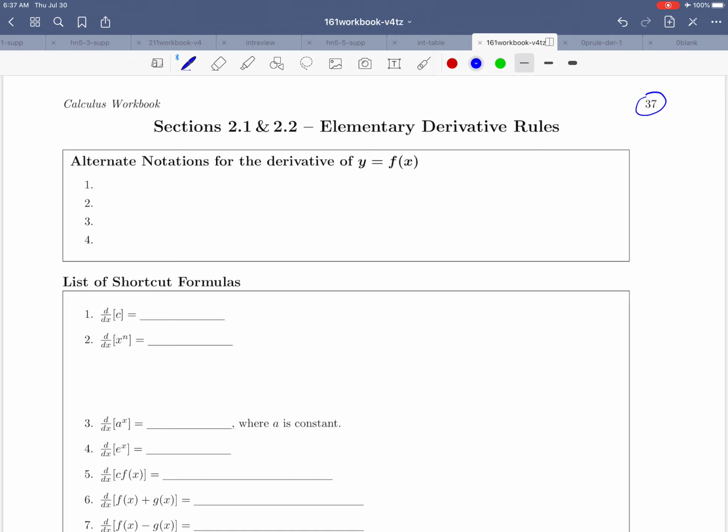In this chapter we're going to be focusing on finding more efficient ways of finding the derivative if our function is given to us in the form of a formula. Let me show you what I mean. I'm going to flip pages on you here for a minute.